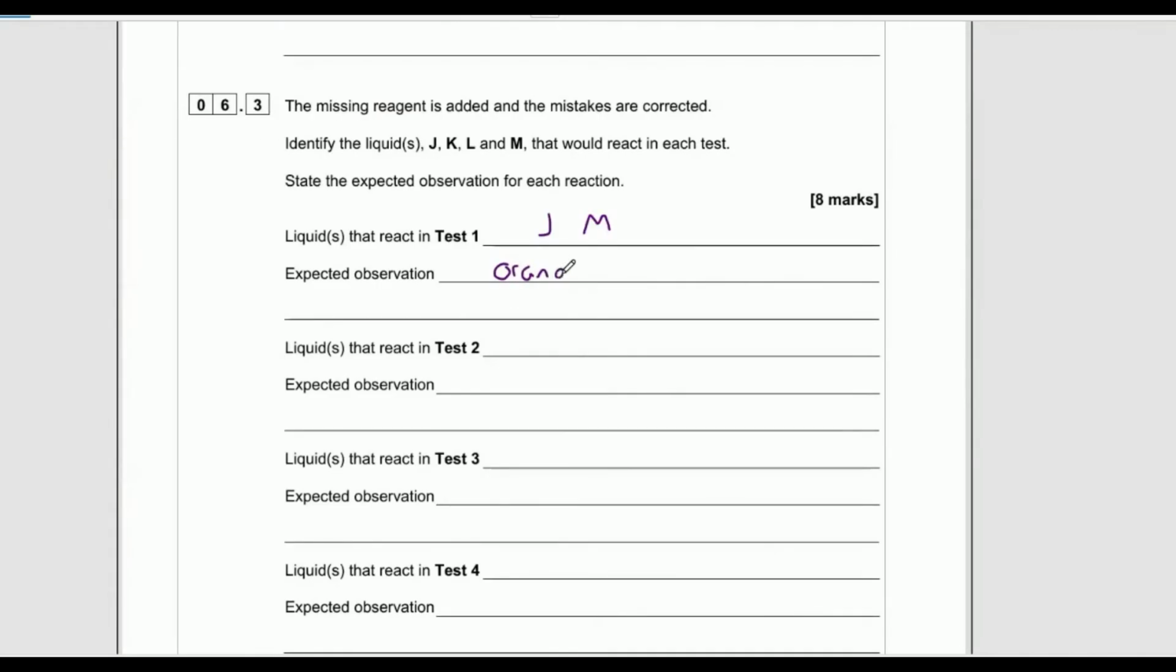So let's type that in. Don't forget, J was a secondary alcohol oxidized to a ketone, goes orange to green. And when we oxidized M, the aldehyde, it also went orange to green, the potassium dichromate solution.